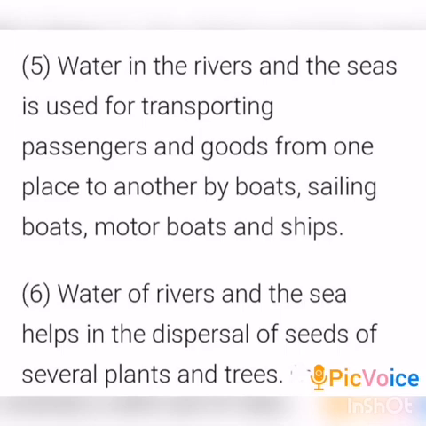Then, the water is used in the transportation. How the water is used in the transportation, children? Let us see. Water in the rivers and the seas is used for transporting passengers and goods from one place to another by boats, sailing boats, motor boats and ships. Do you understand, children? Yes. In that manner, water is used in the transportation. That means water is used in the water transports just like boats and ships.